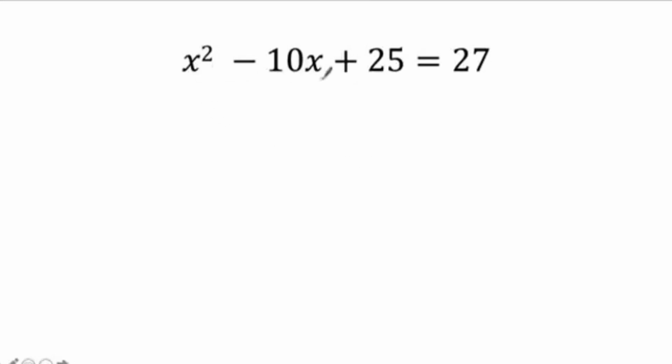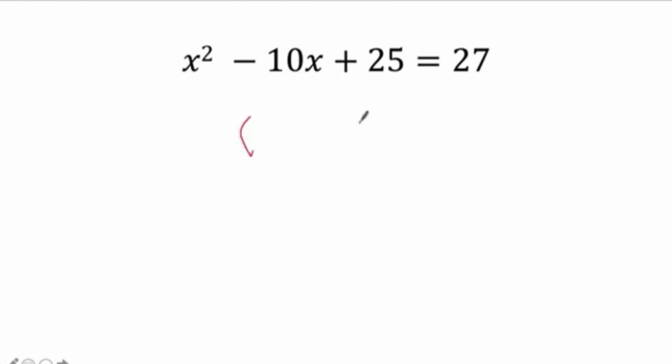Now, let's have another example. If we have x squared minus 10x plus 25 equals 27, find the value of x. When you have something like this, check first, what's the middle term? The middle term is 10. What is 1/2 of 10? It's 5. What is 5 squared? It's 25. So the scenario that we have here now is we have a perfect square trinomial. So we don't have to add any number anymore because this is already a perfect square trinomial.